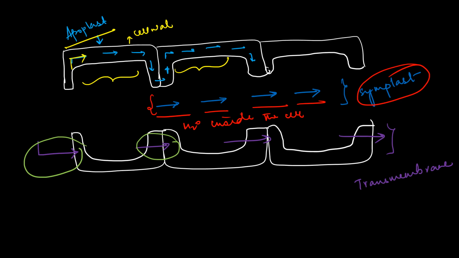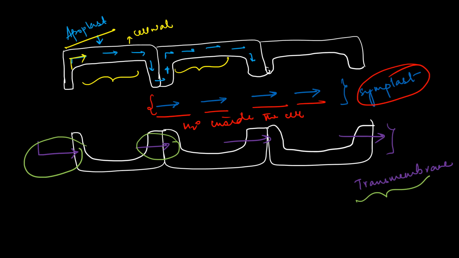Same here, this cell. For this cell, water is entering through this side and leaving the cell through this side. For this cell also, water is entering through this side and leaving the cell through this side. So this is what we call transmembrane pathway. Clear now? What is apoplastic pathway?